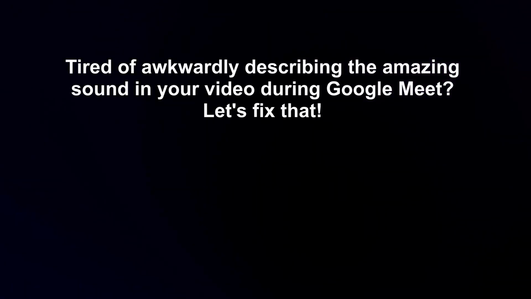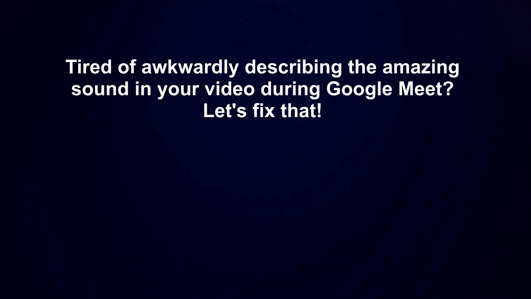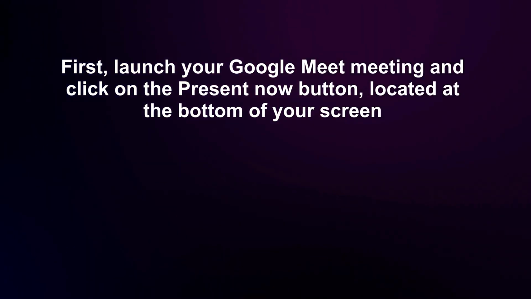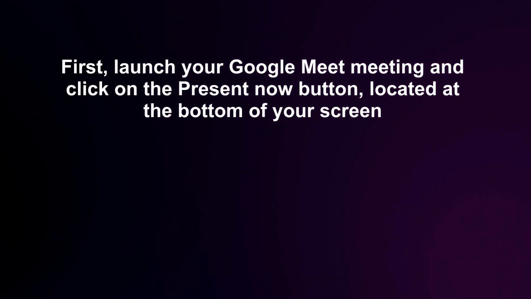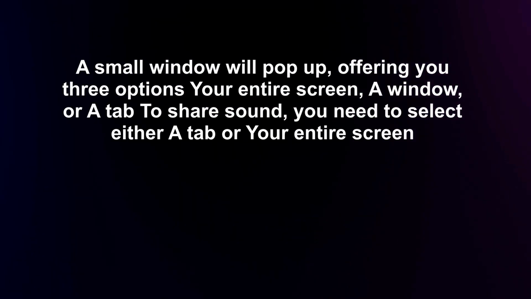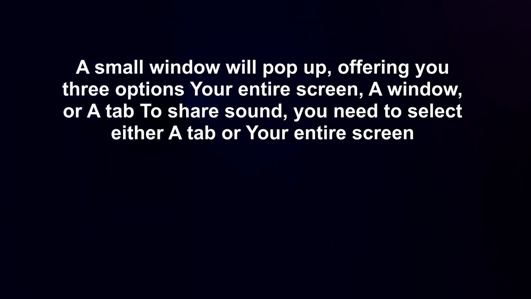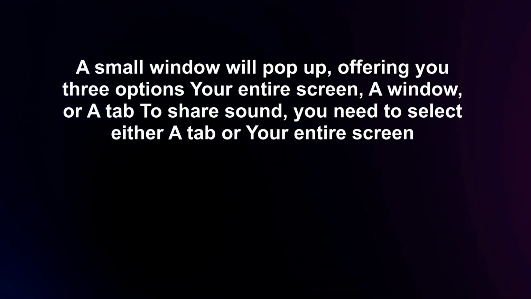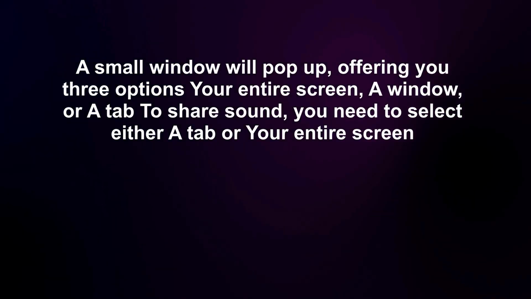Tired of awkwardly describing the amazing sound in your video during Google Meet? Let's fix that. First, launch your Google Meet meeting and click on the Present Now button, located at the bottom of your screen. A small window will pop up, offering you three options: your entire screen, a window, or a tab to share sound. You need to select either a tab or your entire screen.